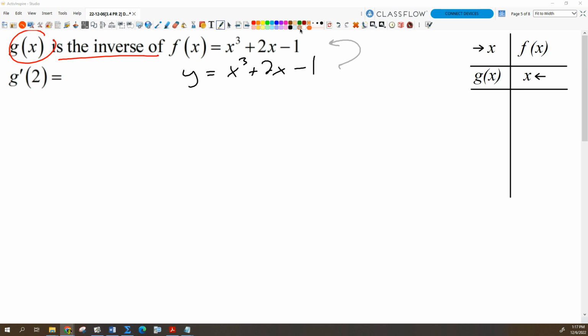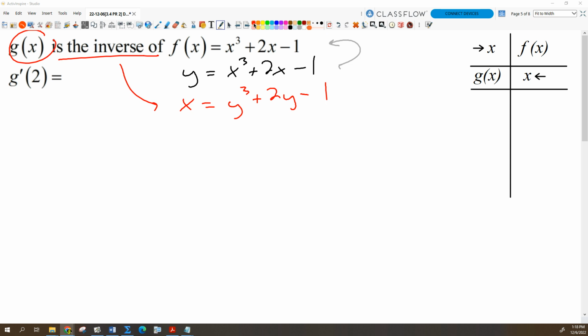Okay, but if g of x represents the inverse, Becca, what do I have to do to that equation? Switch the x's and y's, right? Okay, so then this is going to give us x equals y cubed plus 2y minus 1. Now there's an equation for the inverse of f of x, which is represented by y. We're not going to solve for y. That'd be hard to do.